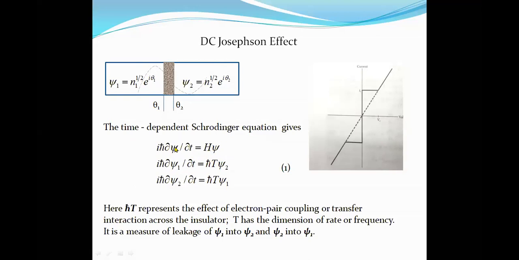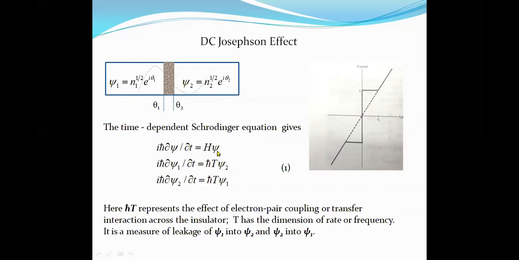Okay, so this is the Hamiltonian, the Hamiltonian operator, and there is no potential energy associated because we have not applied any external voltage to it. So this is how we write it: iħ dψ1/dt is equal to ħT ψ2. That's how we write this equation.